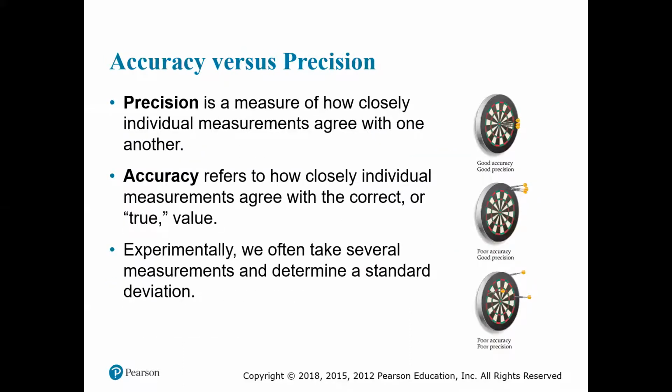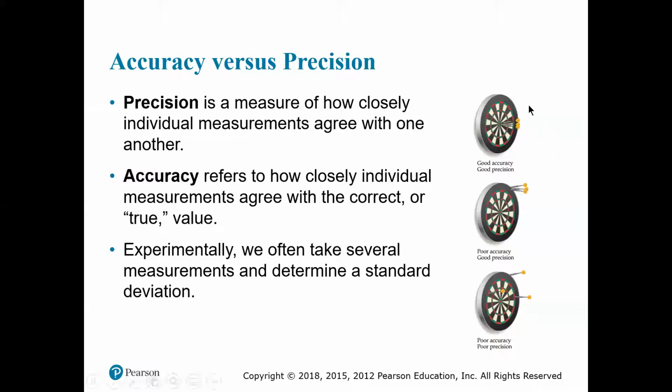All right, accuracy versus precision. Just be comfortable with these words. Precision is a measure of how closely individual measures agree with one another. Accuracy refers to how closely individual measures agree with the true value themselves.